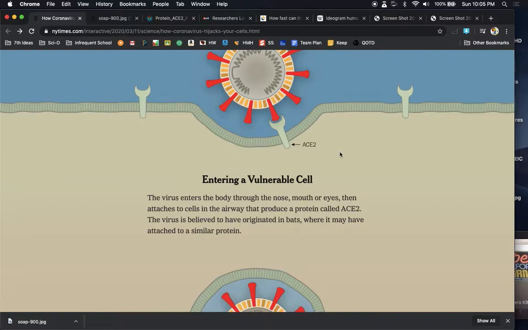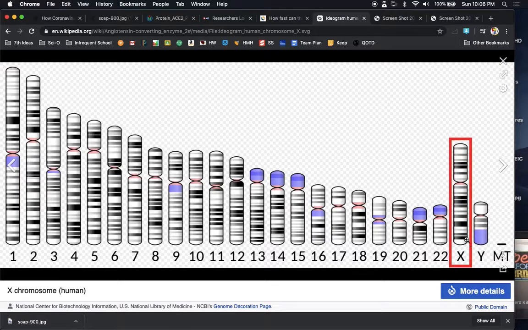It's actually found on the X chromosome, which could come from either your mom or your dad. This is where the ACE2 is found. So right here, if you remember looking at our chromosomes, the X chromosome is where you actually find this ACE2 enzyme.